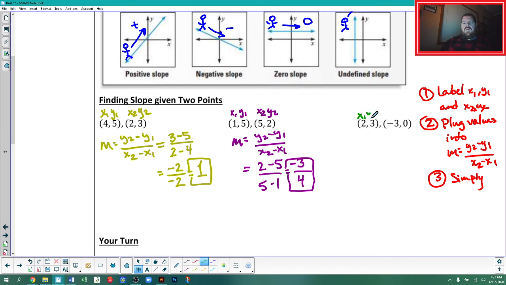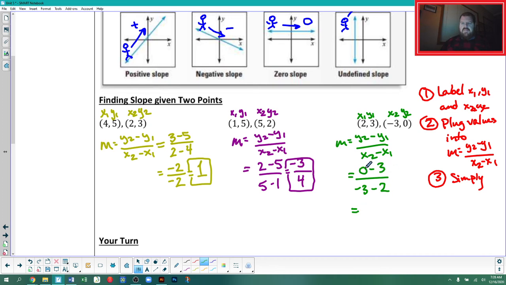Do the same thing, x1, y1, x2, y2. Slope. Now I know it seems tedious to write this formula every time, but you'll find that it helps remembering the formula when you don't have it available to you. Let's see, y2 is 0, minus y1 is 3, x2 is negative 3, minus x1 is 2.